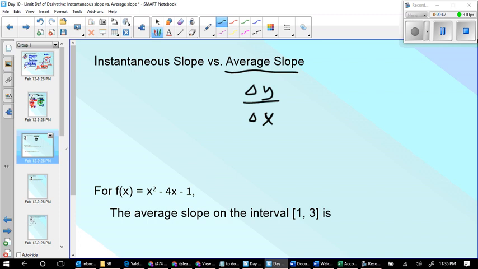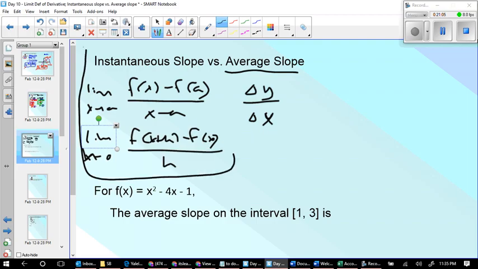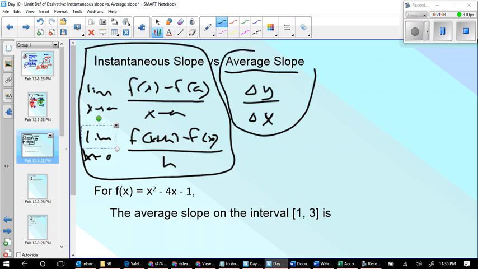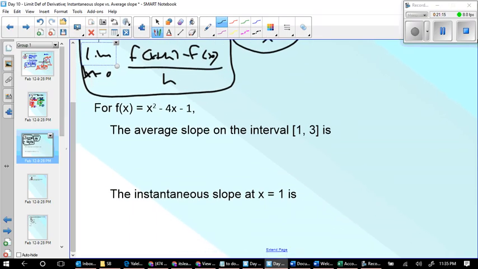Whereas instantaneous slope, again, we have these limit definition versions. The limit as x approaches a of f of x minus f of a all over x minus a, or the limit as h is approaching 0 of f of x plus h minus f of x all over h. Okay, so these are instantaneous slope equations. Average slope is the, again, average slope that you've dealt with since Algebra 1. Okay, so for this equation here, real quick, I have f of x equals x squared minus 4x minus 1. Find me the average slope on the interval from 1 to 3, and find me the instantaneous slope at x equals 1.